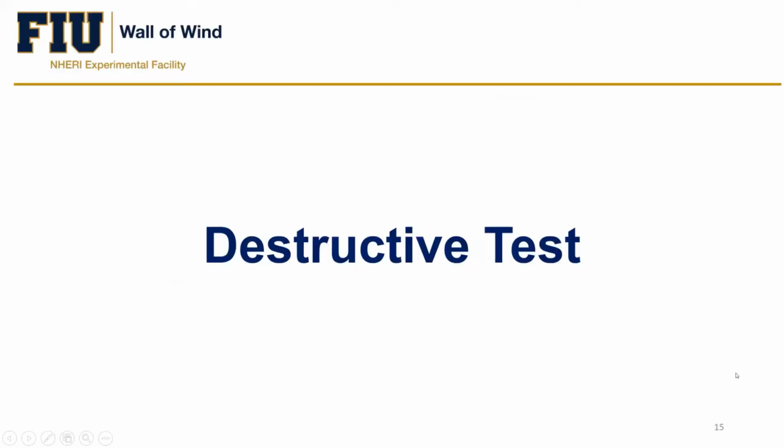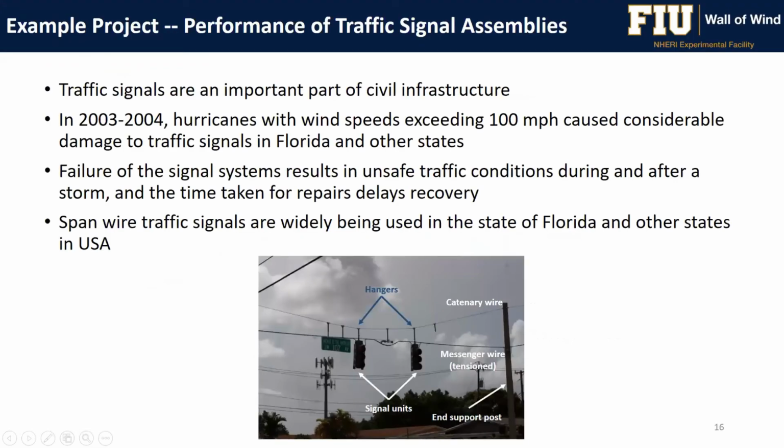Then I'm gonna move into the destructive testing. Arindam, I think, briefly talked about this project yesterday. It was funded by Florida Department of Transportation. It's related to wind loads on traffic signals. Here in South Florida, this type of system, the span wire system, is very common. I have identified the different components. You can see the top, the catenary wire, the messenger wire. We have the hangers that connect the two wires, and then the signal units that are hanging from the hangers. The purpose of this project was to study the behavior of the hangers, different types of hangers, flexible or rigid hangers.